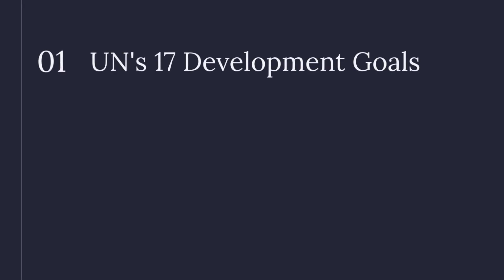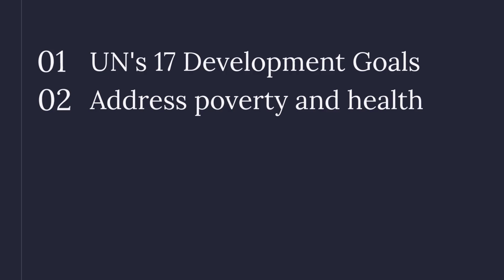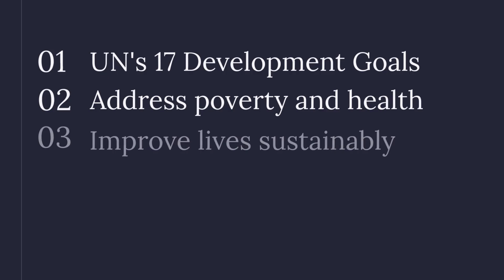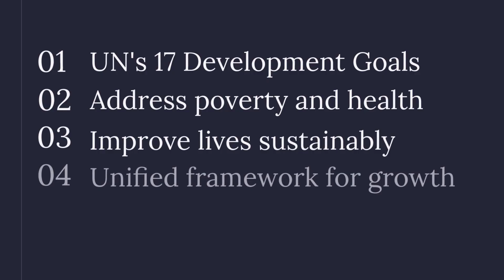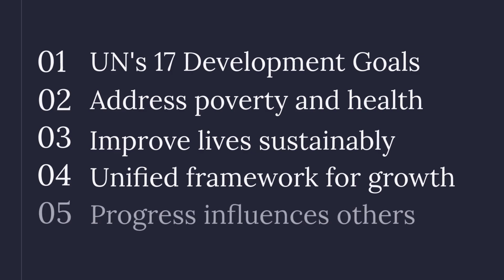The UN Sustainable Development Goals consist of 17 targets. They address issues like poverty, health, and education. These goals aim to improve lives without harming the planet. They provide a unified framework for global development. Progress in one area can influence others.